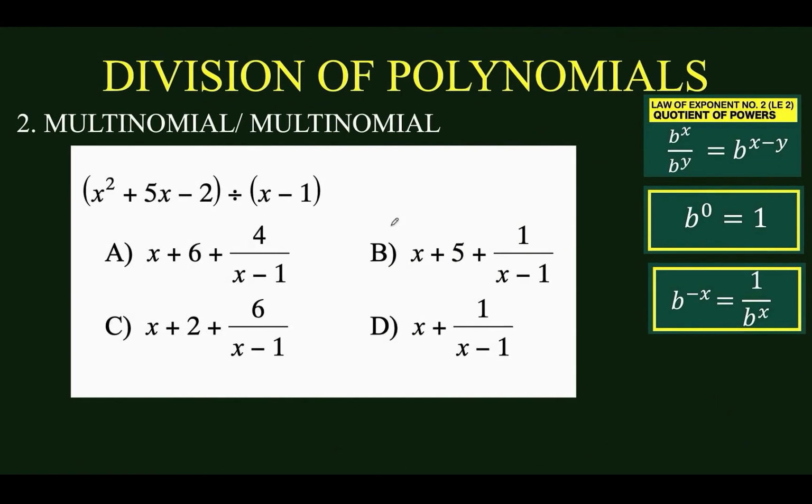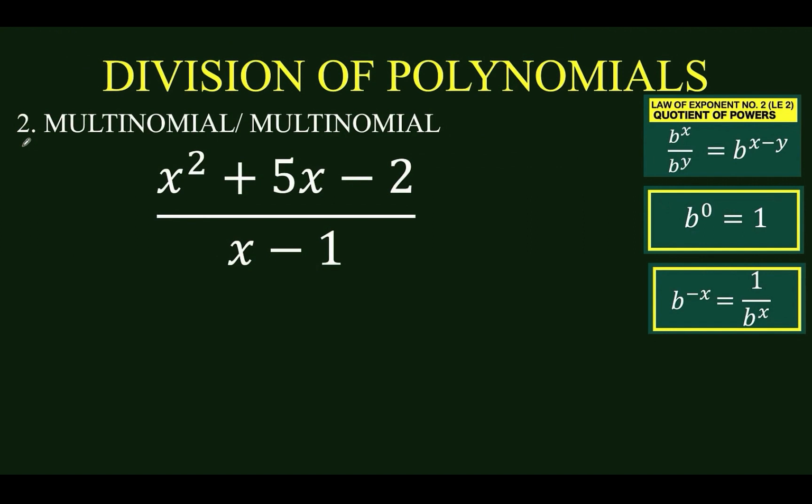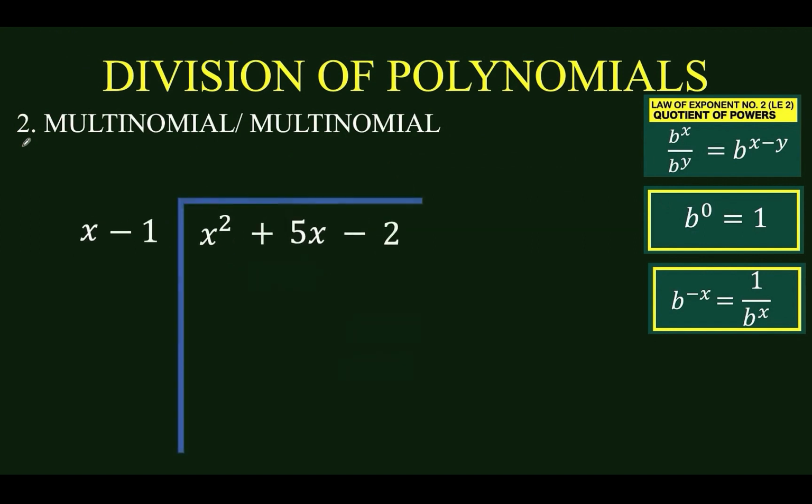Next problem. x squared plus 5x minus 2 divided by x minus 1. This time we now have a multinomial divided by another multinomial. So this is case number 3 now. In here, this is what we are going to do. We are going to perform what we call the long division. In the long division, this is the procedure. This was the numerator, this was the denominator, this is the dividend, this is the divisor.